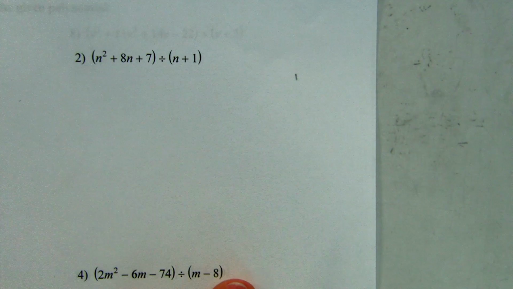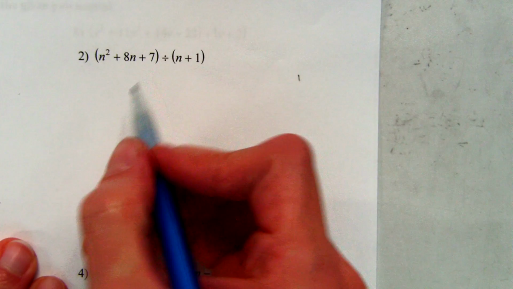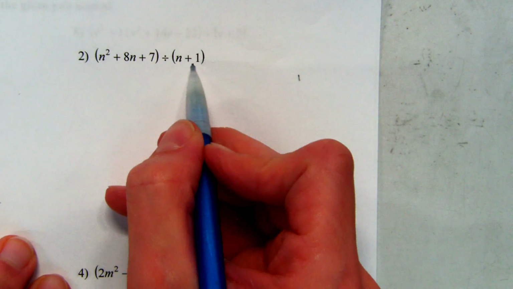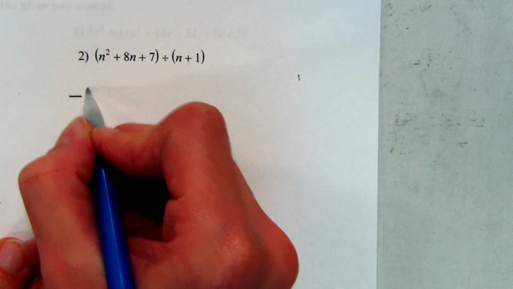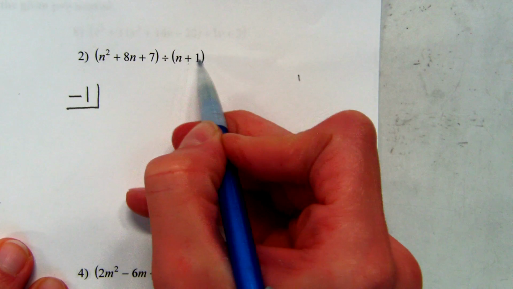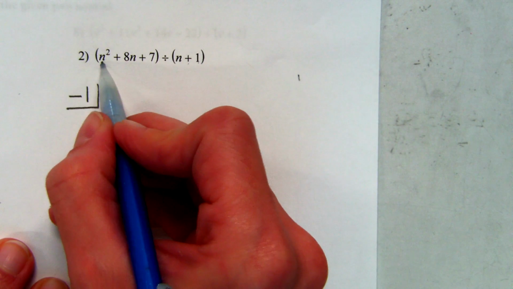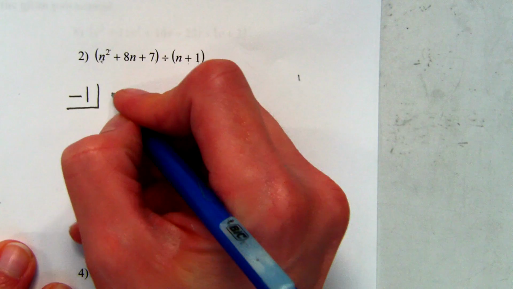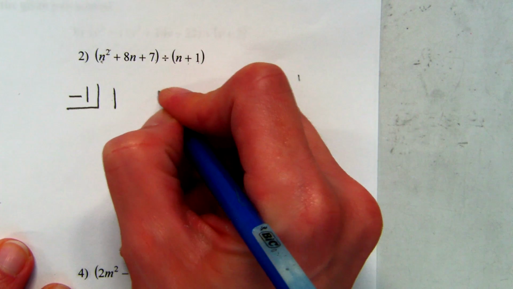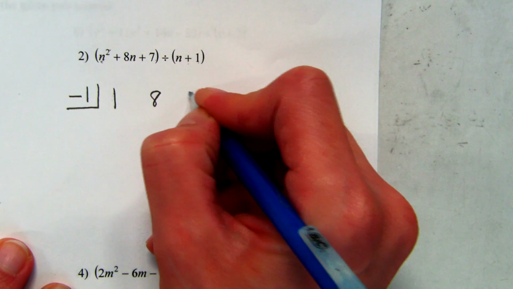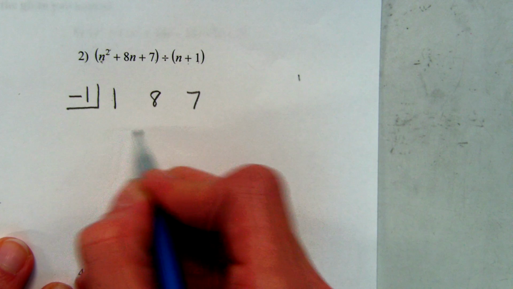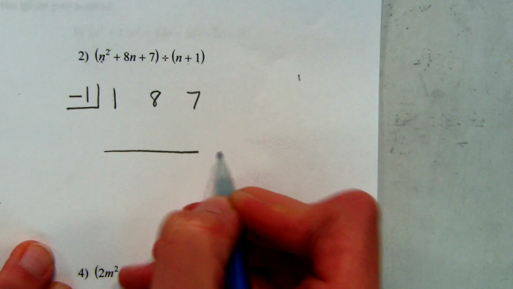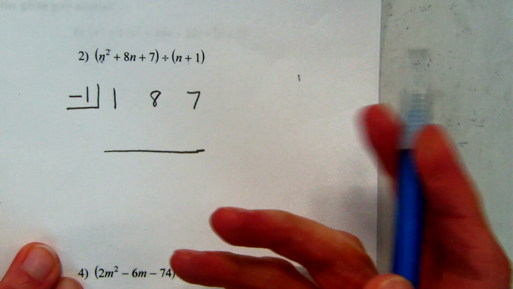So let's go over to number 2. A shortcut for figuring out the number that goes in the box is just to take the opposite of what's in here. If this is positive 1, we'll just put negative 1, because that's what you would need to make that 0. And then we'll take the coefficients out of here. If I just have n squared, that's the same thing as 1n squared. We use 1. And then we'll do 8 and 7. I just space them out a little bit. Leave a space underneath, and then have a line where you can do your work.